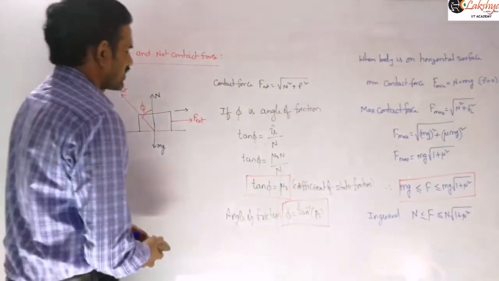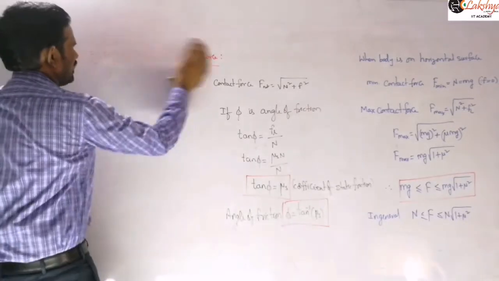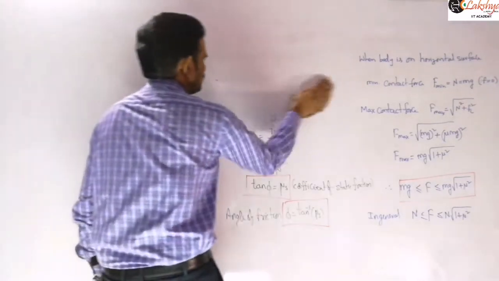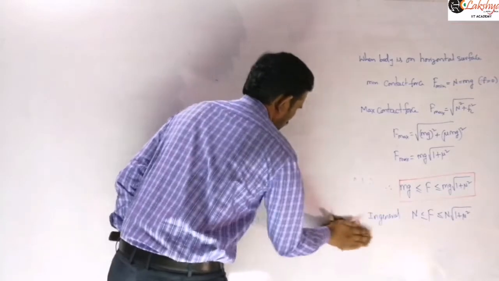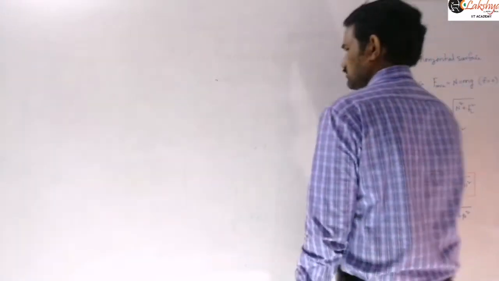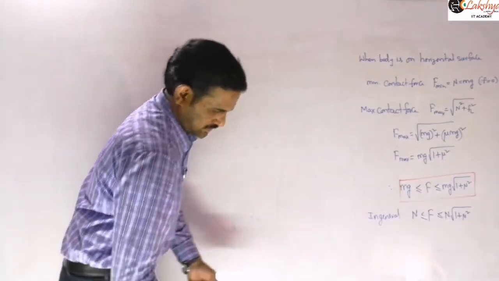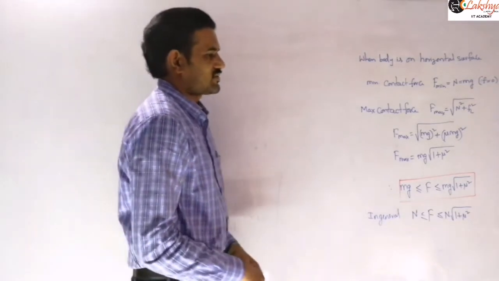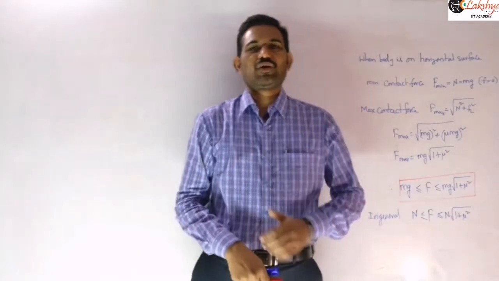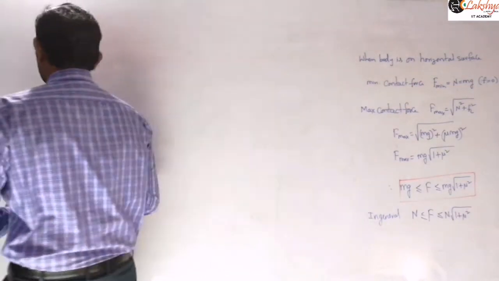So that is about the contact force and the angle of friction. Next, let us discuss some cases when the body is moving on the horizontal surface. So let us say, motion of the body on the horizontal surface.